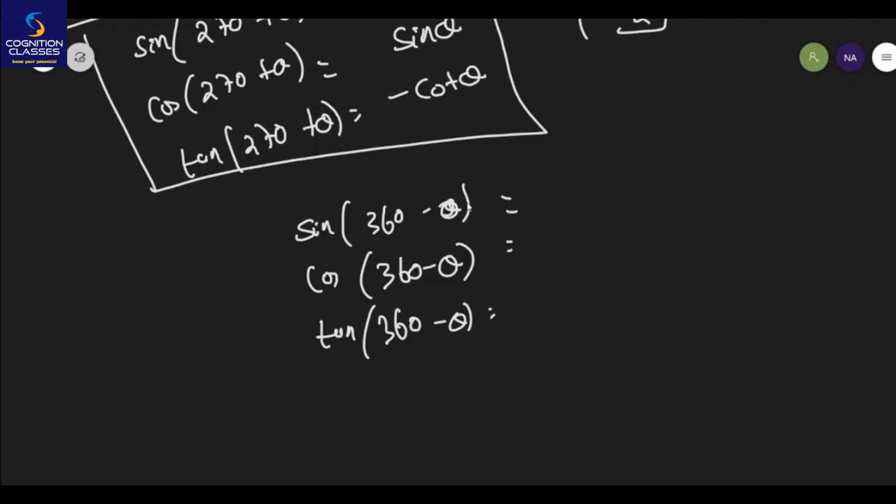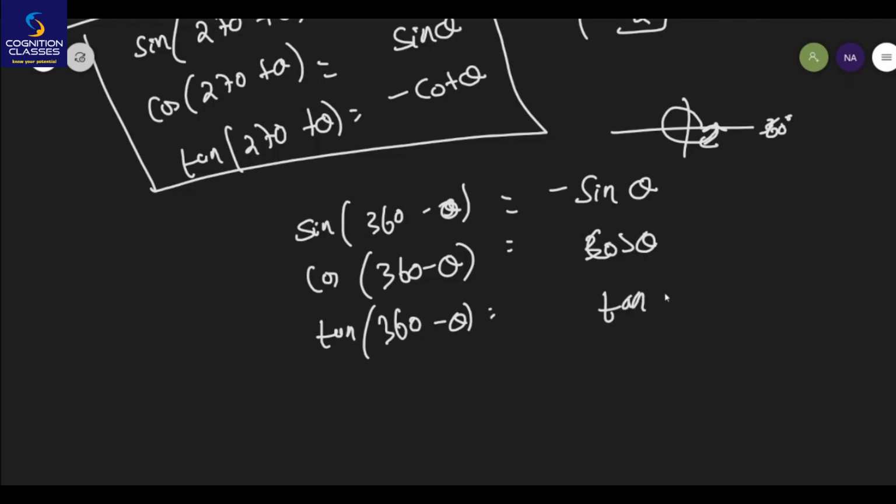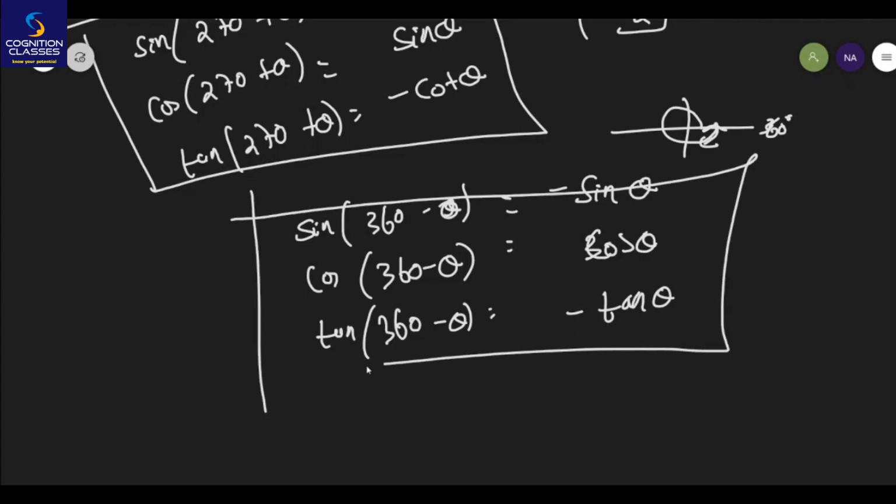So sine 360 minus theta: now 360 degree minus theta will lie in the fourth quadrant, and the 360 degree axis is an axis of no change, it is a horizontal axis. So sine will remain sine itself, and 360 minus theta is in the fourth quadrant where sine is negative, so we will have to apply a negative sign here. Cos 360 minus theta will equal cos theta, with a positive sign because in the fourth quadrant cos is positive. Similarly, tan 360 minus theta equals tan theta with a negative sign because in the fourth quadrant tan is negative. So this is how you can calculate trigonometric values of any given angle.